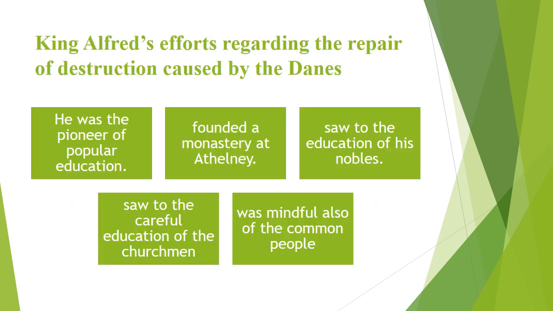Students, these 5 points sum up the efforts of King Alfred regarding the repair of destruction caused by Danes. He was the pioneer of popular education. He founded a monastery at Athenley. He saw to the education of his noblemen. He saw to the careful education of the churchmen, and he was also mindful of the common masses.